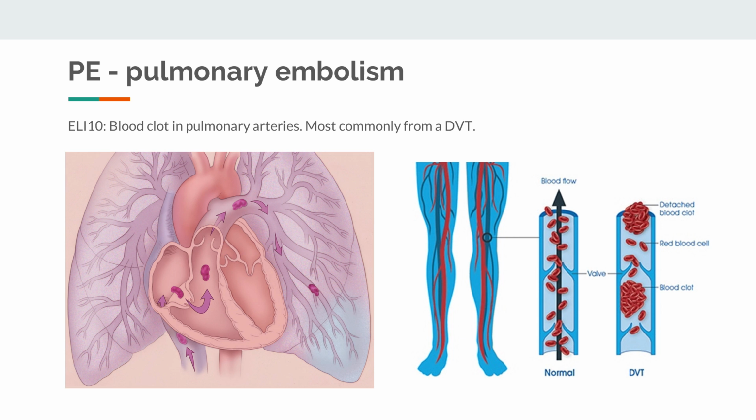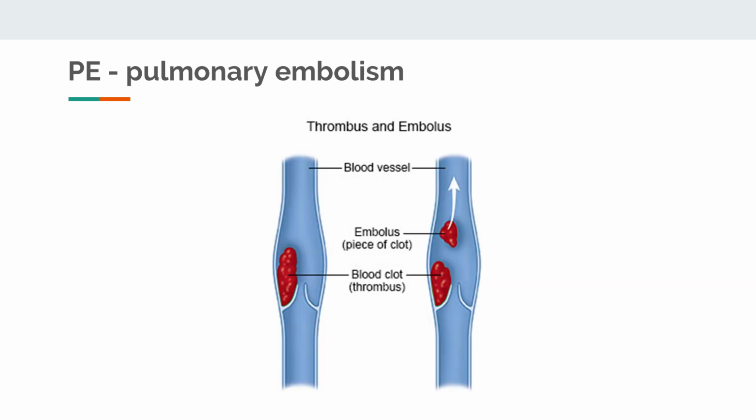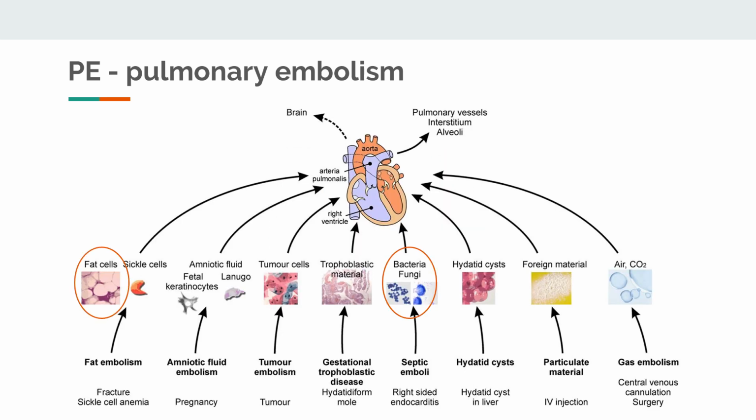To clarify some terms, a thrombus is a blood clot, and an embolus is anything that moves until it gets to a blood vessel that's too small for it to pass and gets stuck. You can have a fat embolus, a septic embolus, or an air embolus, amongst many other types.